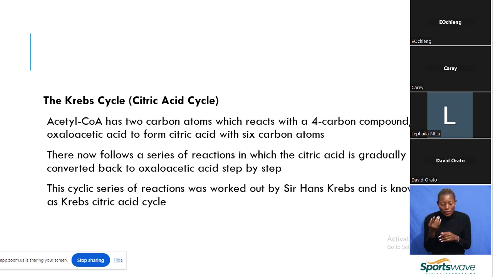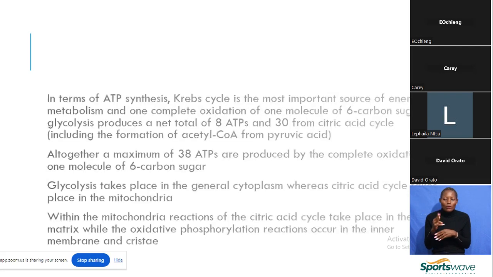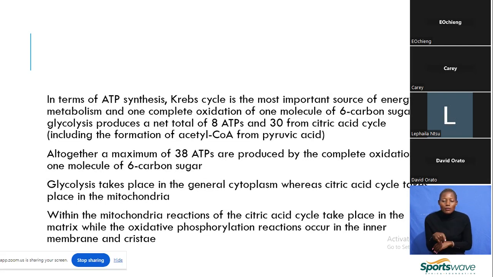But it is called the Krebs cycle because it was discovered by Sir Hans Krebs, and sometimes it's also referred to as the citric acid cycle. Okay, but it is the process that produces the most ATPs. And one glucose molecule, if it goes through glycolysis and the Krebs cycle, will give you 38 ATPs. A maximum of 38 ATPs are produced by the complete oxidation of one molecule of a 6-carbon sugar.